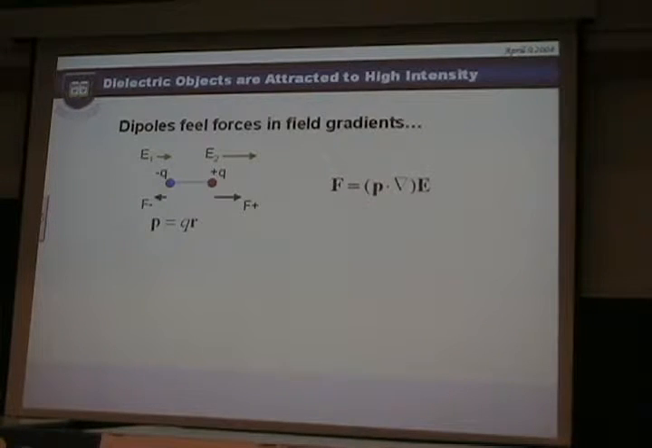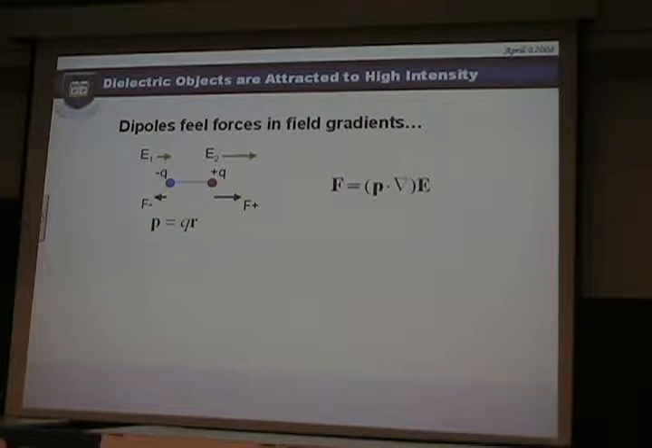Okay, so the basic physics is very simple. The key point here is that dielectric objects are attracted to high light intensities. There's two pieces of basic physics you need to know to understand that. The first thing is that an electric dipole feels a force in a field gradient.